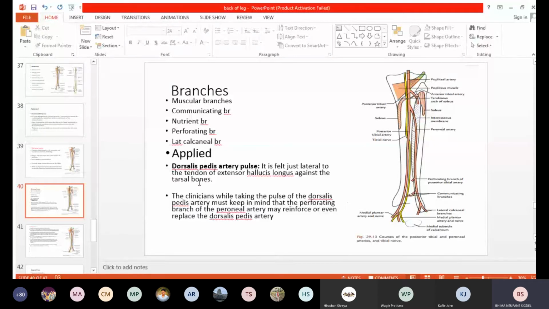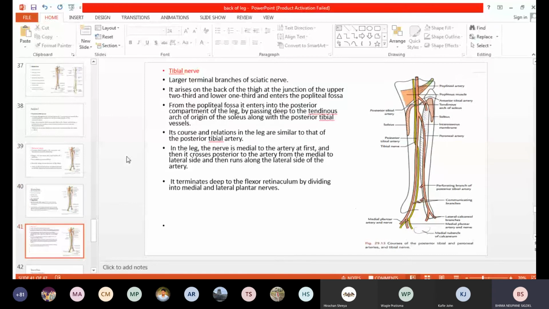So why I am focusing on the dorsalis pedis artery pulse is that while taking the pulsation of the dorsalis pedis artery, sometimes this artery is replaced by the perforating branch of the peroneal artery. So you have to know this one. Sometimes it is reinforced or even replaced by the perforating branch of the peroneal artery. Okay.